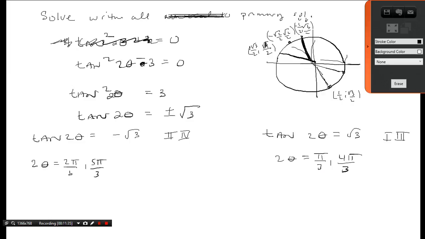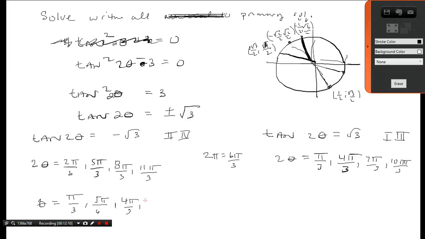Now I'll show you a trick. See how the denominators are 3? 2 pi is really 6 pi over 3. So if I add 6 pi, we end up with 8 pi over 3, and another 6 pi is 11 pi over 3. We went out 2 laps. Same thing with this one: it ends up being 7 pi over 3, 10 pi over 3. Next, divide everything by 2, which really means multiplying by a half. So you get pi over 3, 5 pi over 6, 4 pi over 3, and 11 pi over 6.